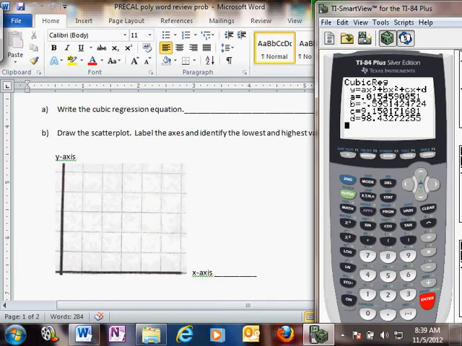So you would have y equals 0.015x cubed minus 0.595x squared plus 9.150x plus 98.433. And once you have that, I can't write it on this paper.